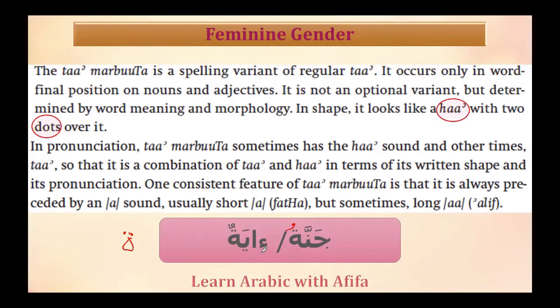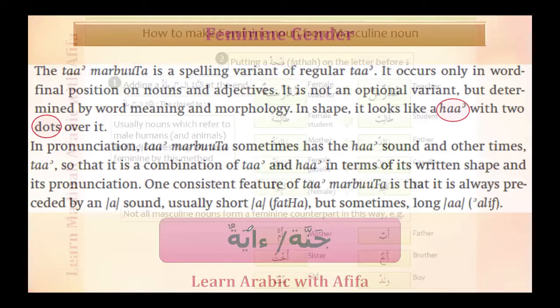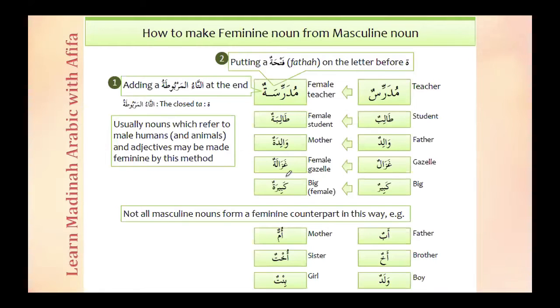Like, for example, ayatun or ayah. If you stop, you will say ayah. You don't pronounce the ta, you pronounce it like a ha. So this is what it is. This is called ta marbuta. It has the shape of a ha with two dots on top of it. So this is something we have already talked about, but there's more examples.